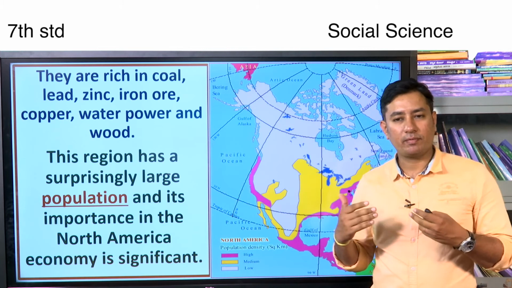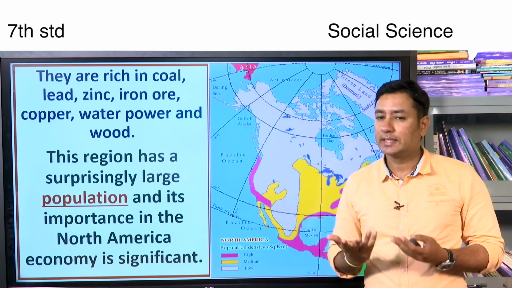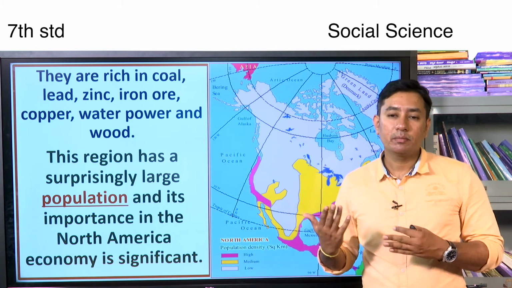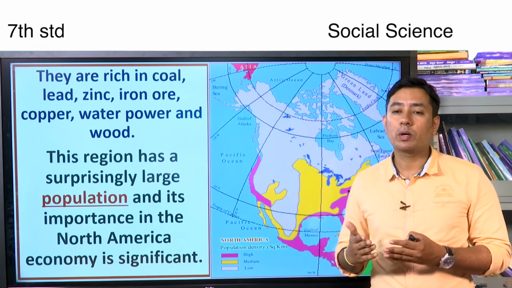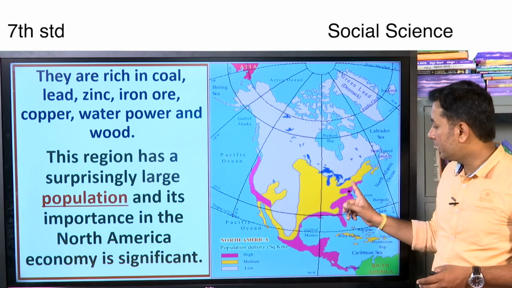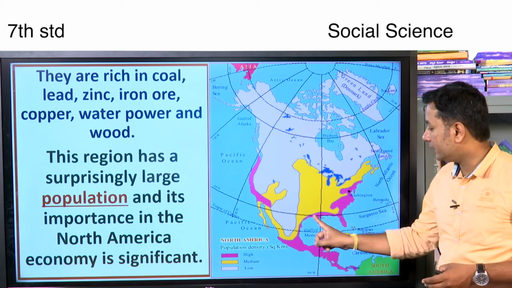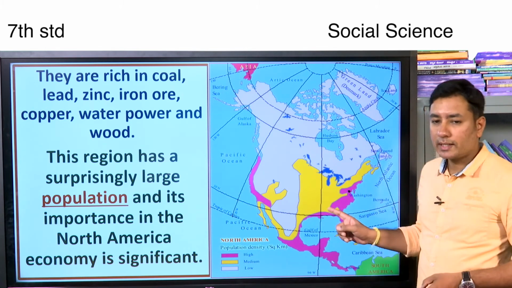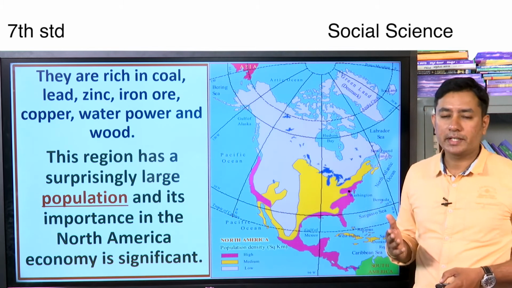What will happen if they have rich resources? Then the mining will start. What will happen if the mining starts? If mining starts, they need more and more human resources. Hence, there is more population in this place. Here you can see the pink color that they are showing. Here we can see more population, and this is economically also very rich.